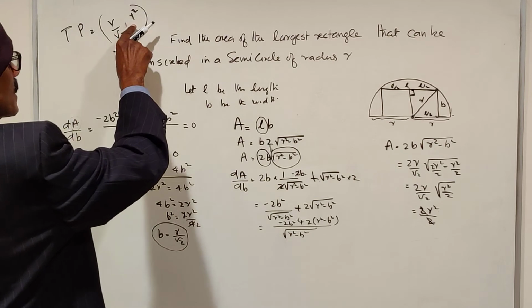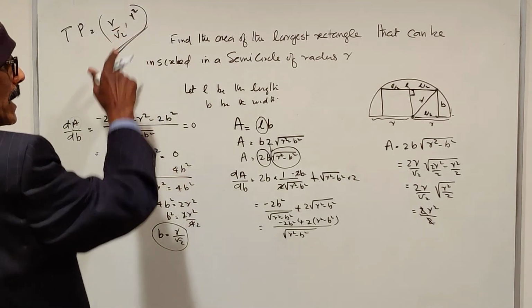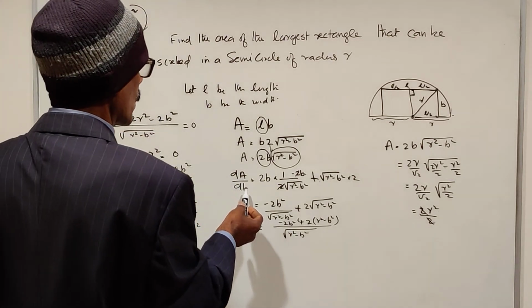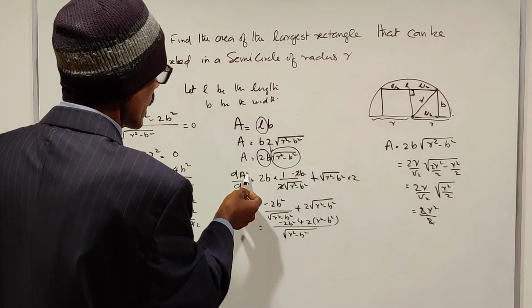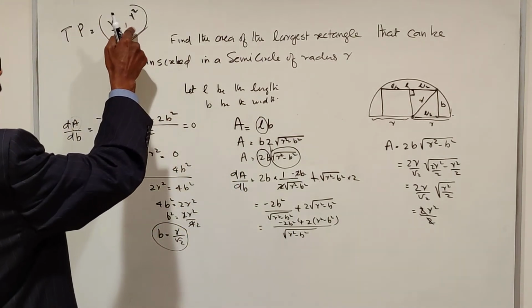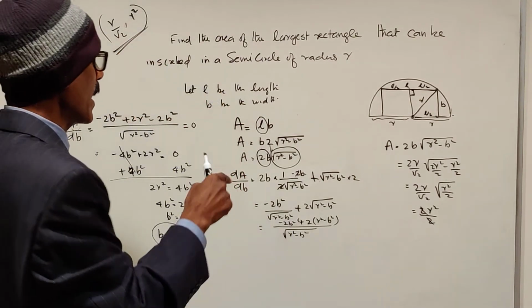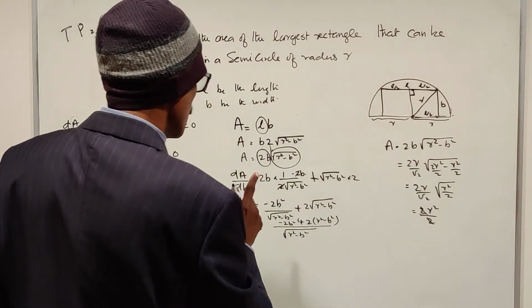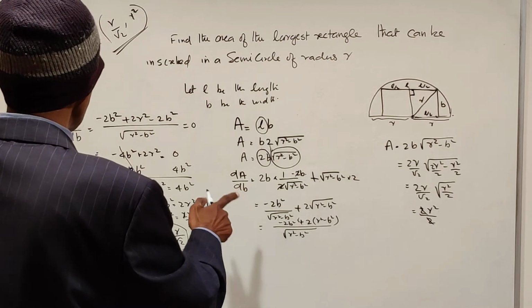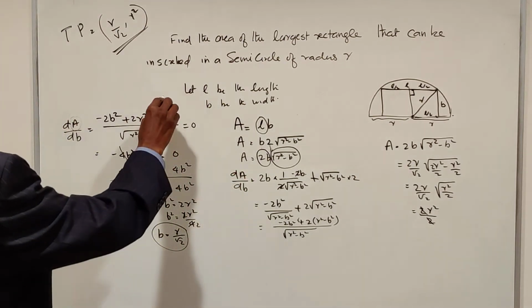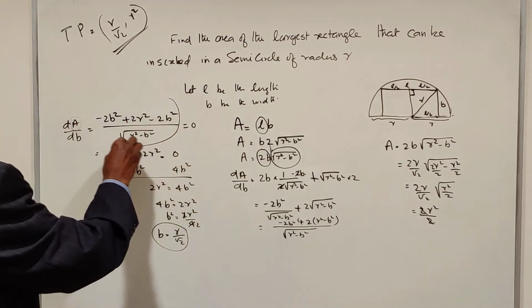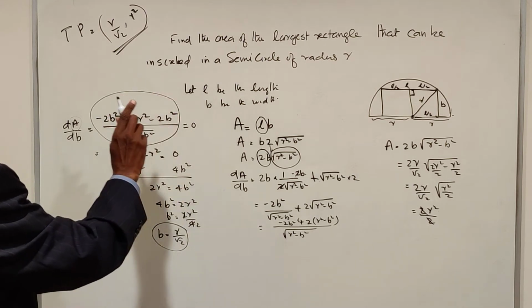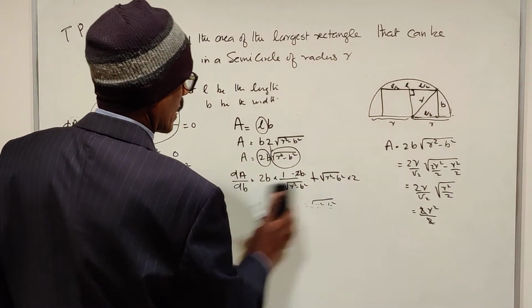If this is the maximum area, then d²A/dB² at this point should be a negative number. Okay, so for that we need dA/dB. See, this is dA. We need to simplify this and differentiate one more time. I am going to erase all the other.